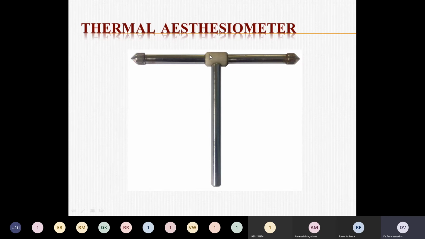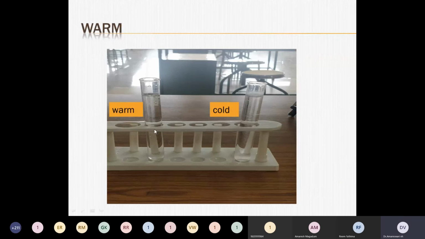Either we can use this thermal aesthesiometer, which looks like a T-tube. One limb we can fill with cold water, the other limb we can fill with warm water. Alternatively, you touch the subject's skin with the warm side and cold side and ask him whether it is warm or cold. You can also use test tubes like this. Fill the test tubes with warm and cold water. One time you keep warm, ask him whether it is warm, and change it to cold and ask him whether it is cold.